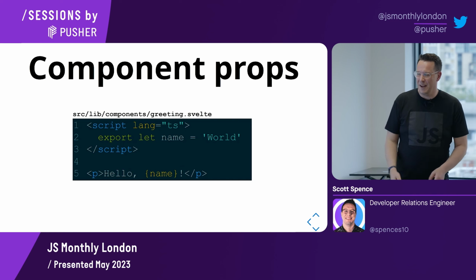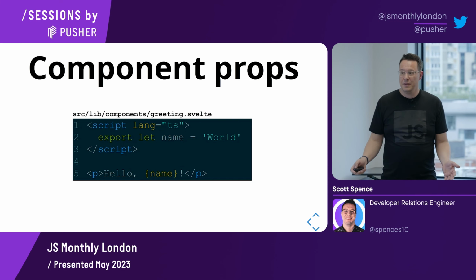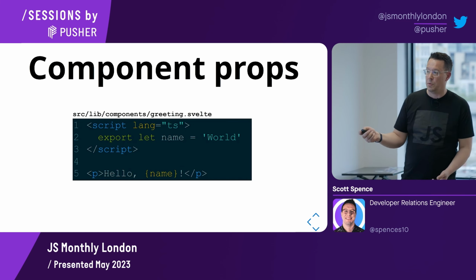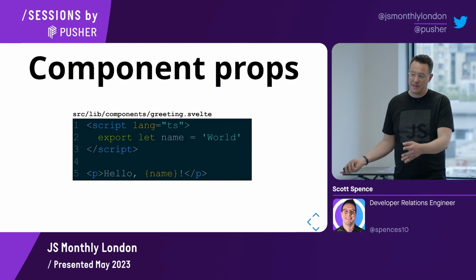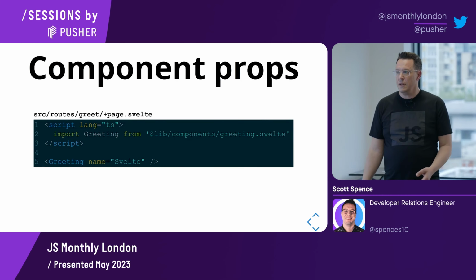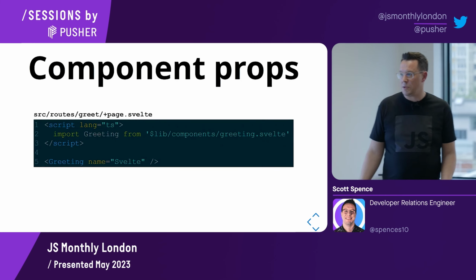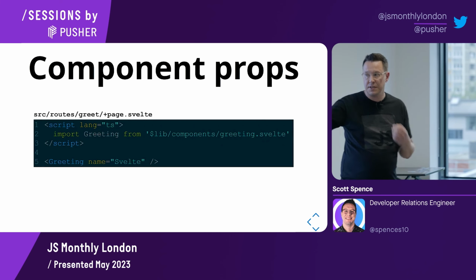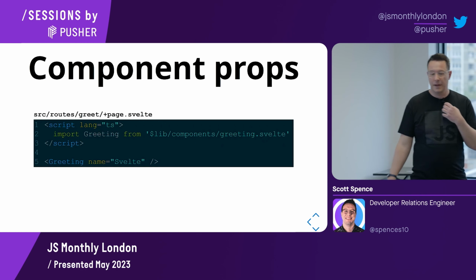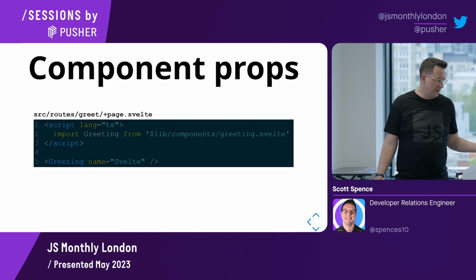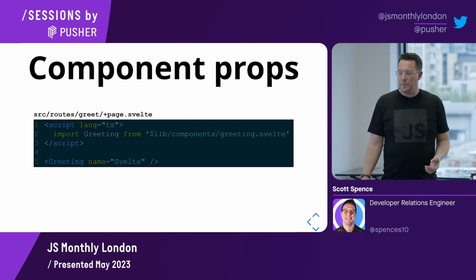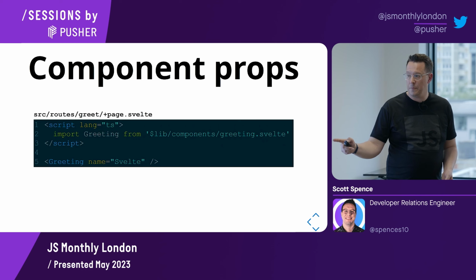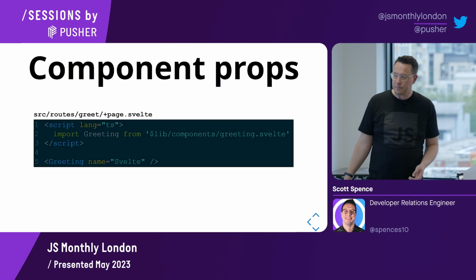What is it doing here? This is just how you define props. So this is to say into this greeting.svelte file, it's going to accept a prop called name. And it's going to render out this p tag with the name in there. So we'd use that by importing that file. $lib is just an alias, which I'm pretty sure you've seen in frameworks like Next.js. And we're just passing in our prop here for the name of that component.